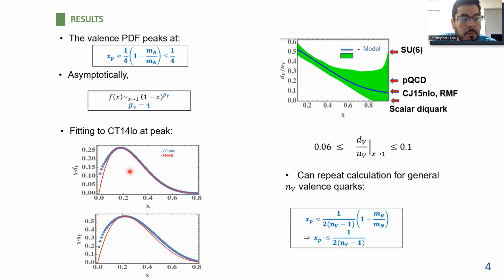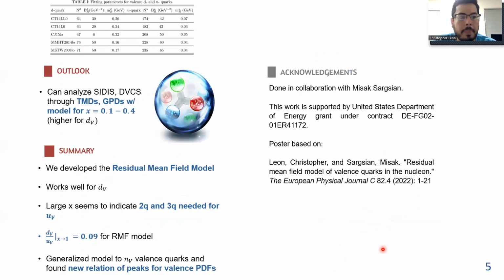The down valence does well, and for the up valence, qualitatively it matches, but it underestimates at higher x. We can also look at the down versus up ratio, which we took for various PDF sets, and it did not vary too much depending on the PDF set. And here we can see our predictions compared to different models. So we can generalize this for n valence quarks and also derive an expression.